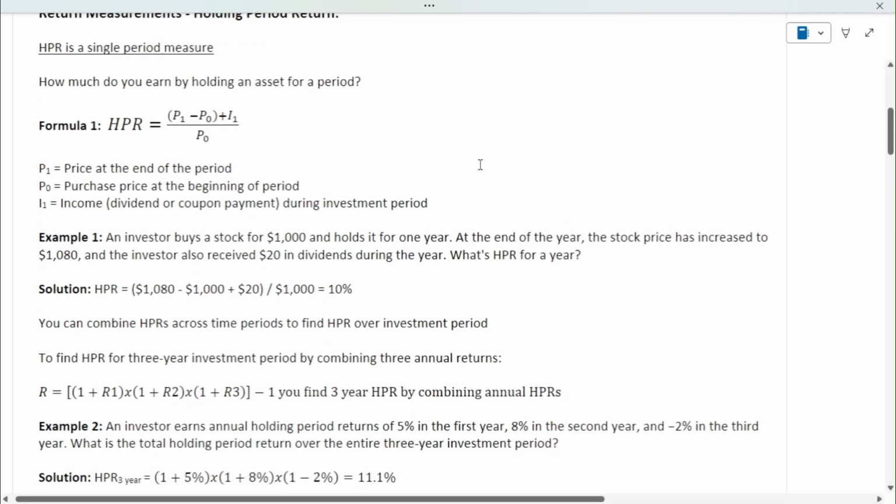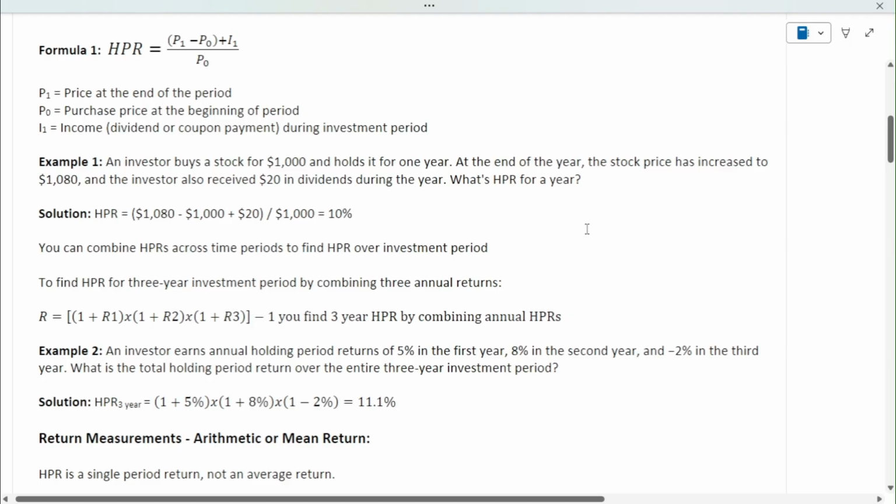P1 is the price of the security at the end of the period. P0 is the purchase price at the beginning of the investment period. And I1 is the income, dividend, or coupon payment during the investment period. In an example we can see more clearly how HPR works.